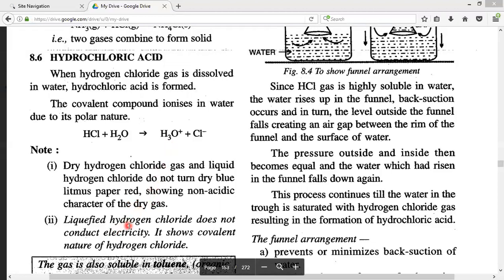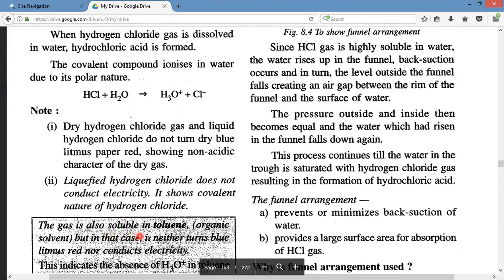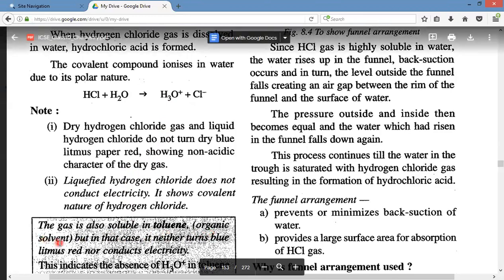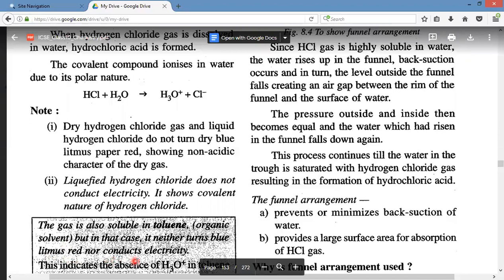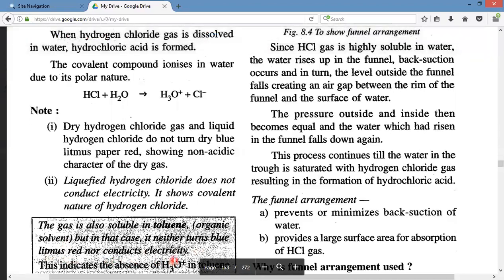This gas is soluble in toluene. Toluene is an organic solvent. The reason it is soluble is again the covalent nature, or covalent bond. But again, it does not show the test with litmus. It will not turn blue litmus red, nor conduct electricity.